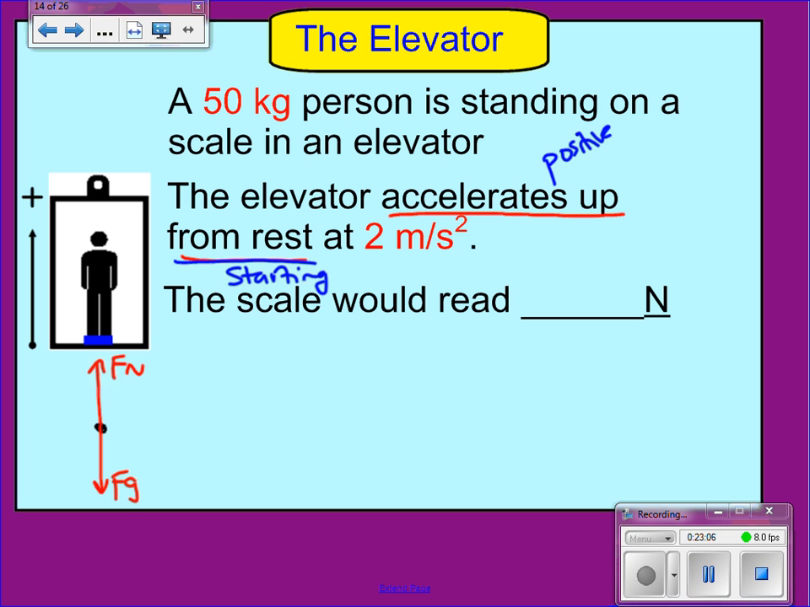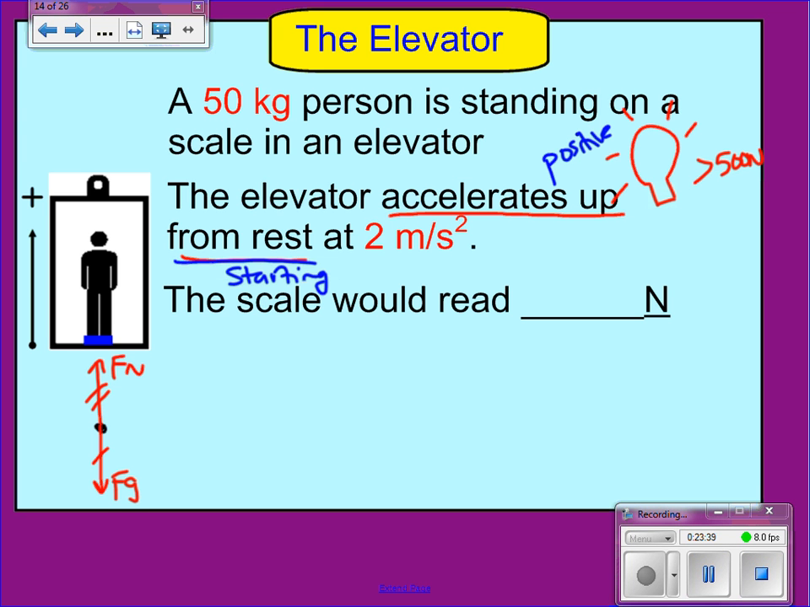So right away, that's setting off a little light bulb in my head, that my scale was going to read something that's greater than 500 newtons. Because 500 newtons is your normal body weight, you're going to feel heavier in this situation. Another way, and this is where the physics part comes, is I'm accelerating upward, and if I'm accelerating upward, that means my force net has to be upward. And so that means the normal has to be greater than the gravity. So I know that when my force normal is greater than gravity, I would feel heavier.